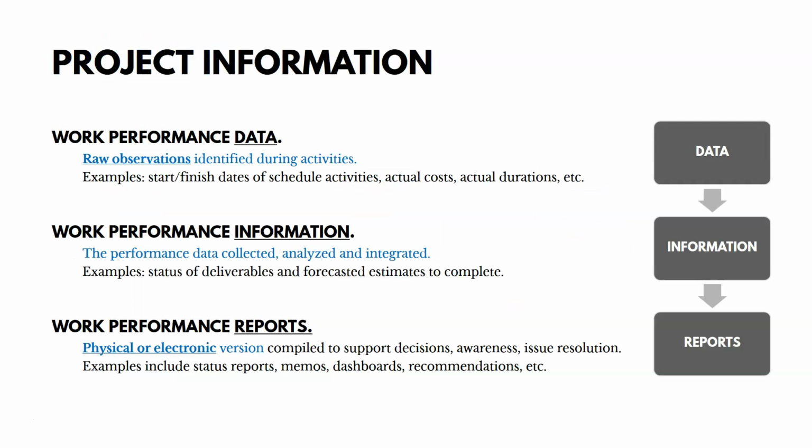That's just a reminder of work performance data, information, and reports, and the distinctions between those. So work performance data is raw observations. Examples are start and finish dates of scheduled activities, actual costs, actual durations. Work performance information is then taking that data, collecting it, analyzing it, and integrating it in some useful way. So it might tell us the status of deliverables and forecasted estimates to complete. How much, by forecast, do we think we have to spend to get the project work done? That's useful information that we would then put on a report, just some physical or electronic version.